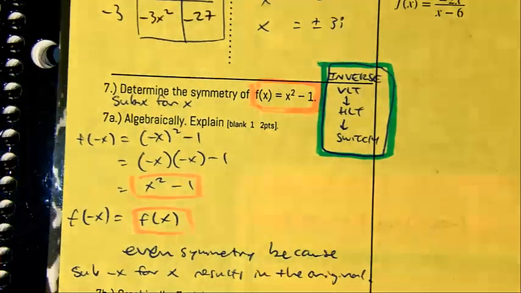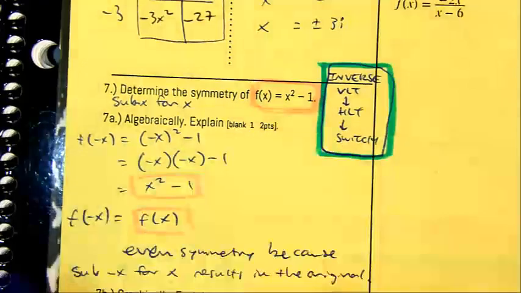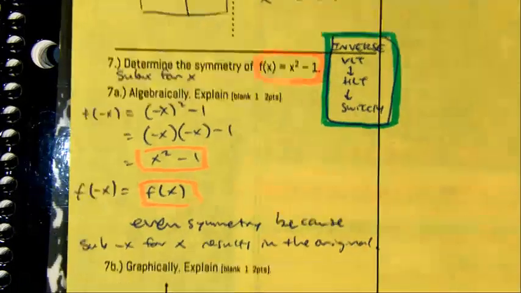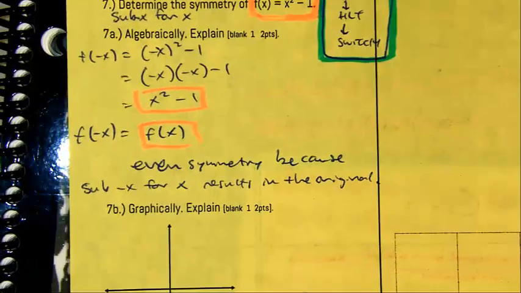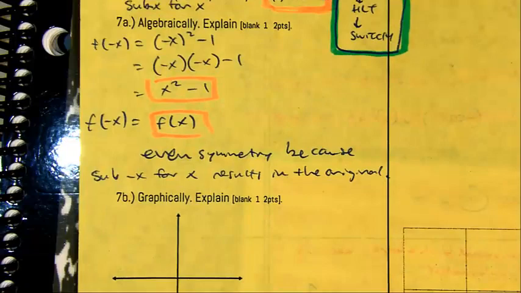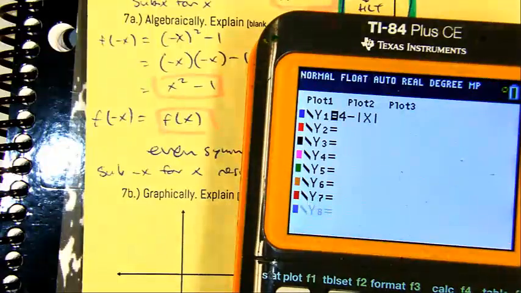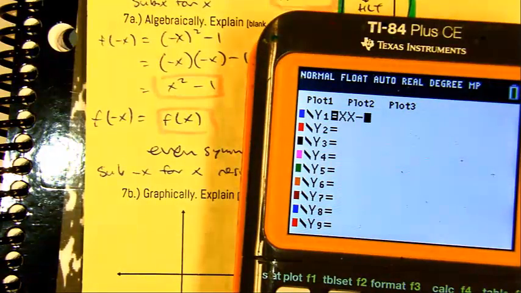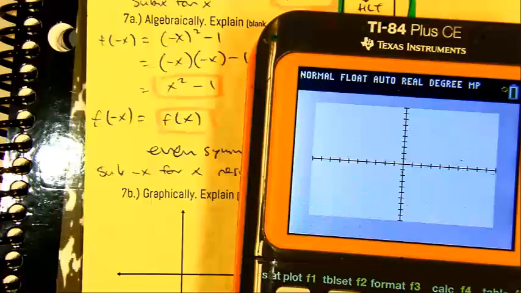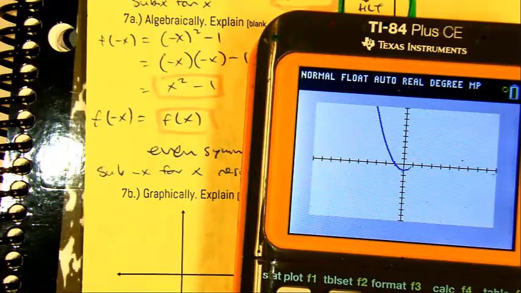I mean, if you just showed me that, I'd be super happy. What happens graphically? Well, if you graph this, put in your calculator, you're going to get a quadratic shifted down 1 unit. There it is.